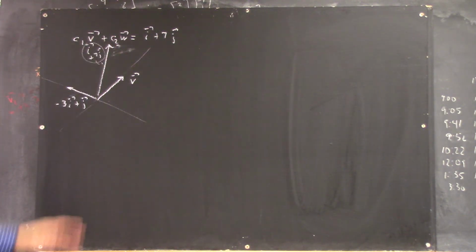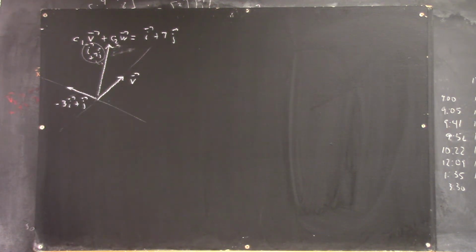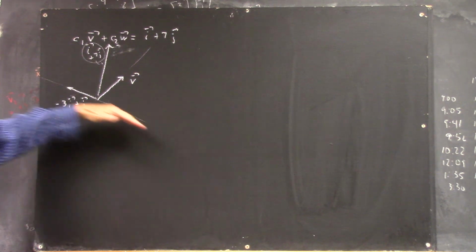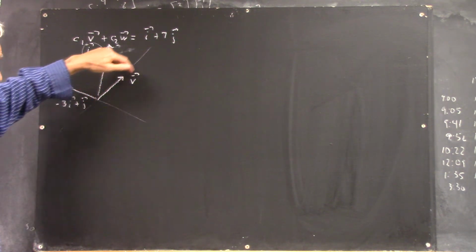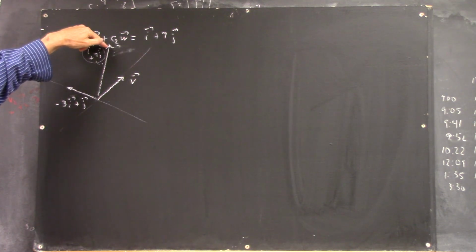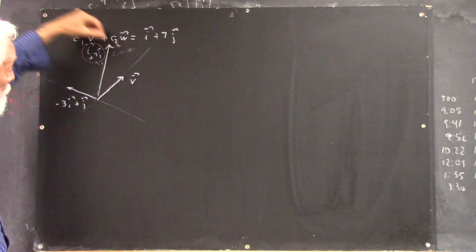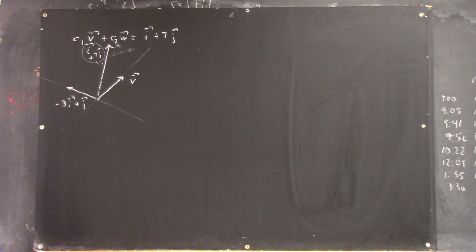But I want a picture, I want a vector along this line and a vector in the direction of this line, such that when I add this to this, I get this. So that this vector added to this vector, head to tail, gets us there. See if you can do it.